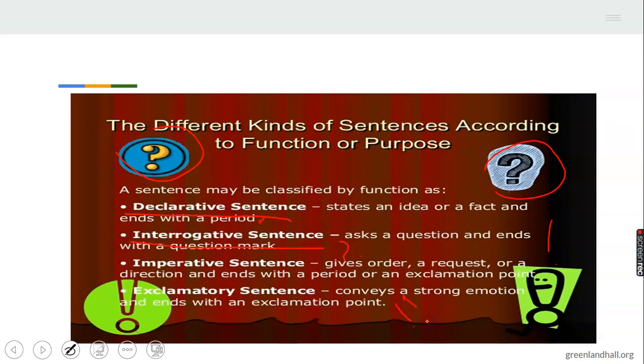So we have declarative sentence. That's the statements, the normal statement that we have. I am coming is a statement. You're just saying something. Declarative sentence. Some kinds of sentence would call it for you statements. Then we have interrogative sentence, imperative sentence, exclamatory sentence.